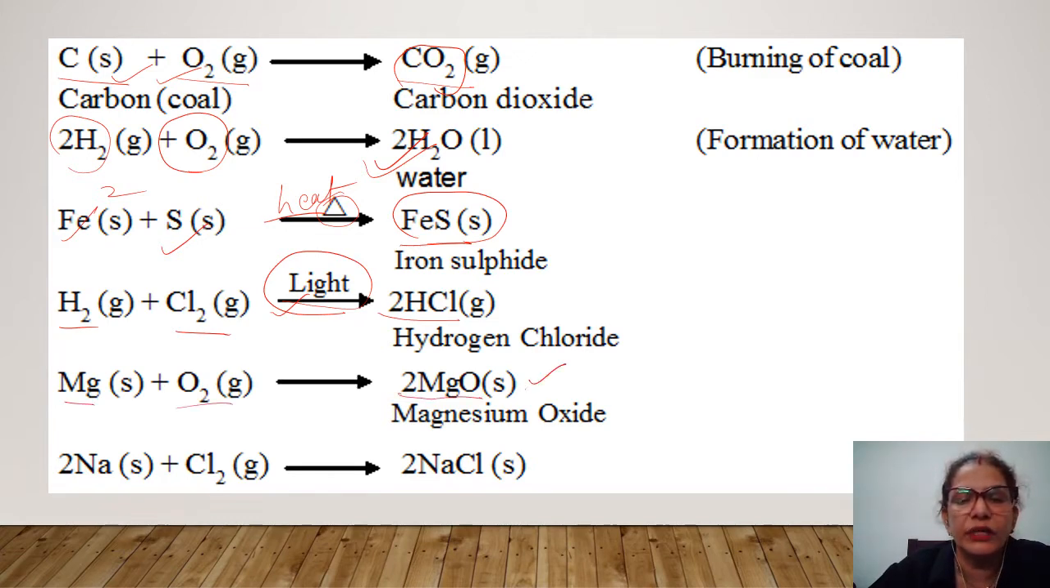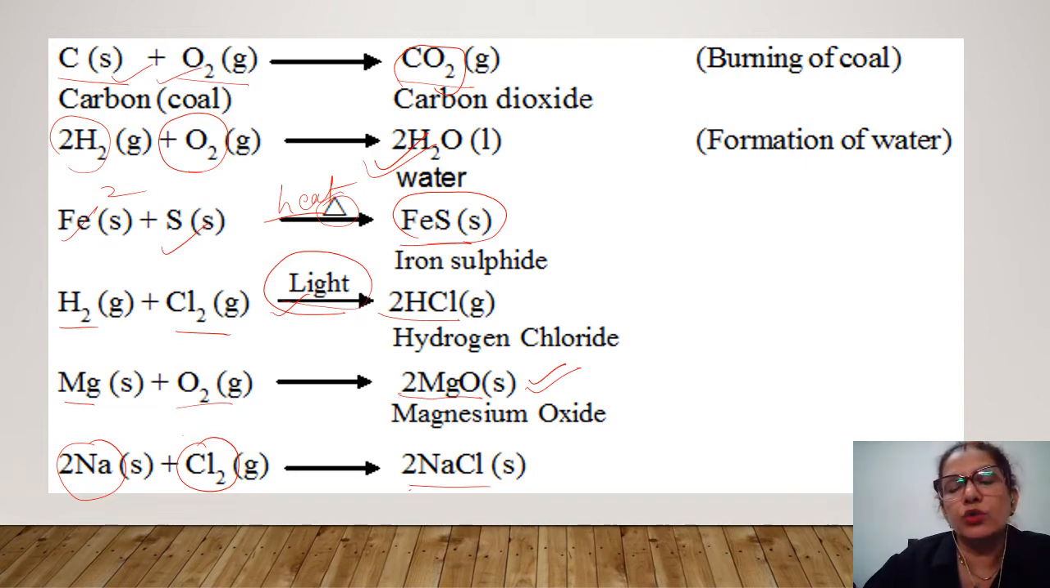Now this combination reaction you're going to do in the lab also. You'll take a magnesium ribbon and light it using a candle flame, and you'll see that magnesium oxide, a white powder, will be formed. Then sodium reacts with chlorine to form sodium chloride. Again, 2 substances are combining to form a single substance.